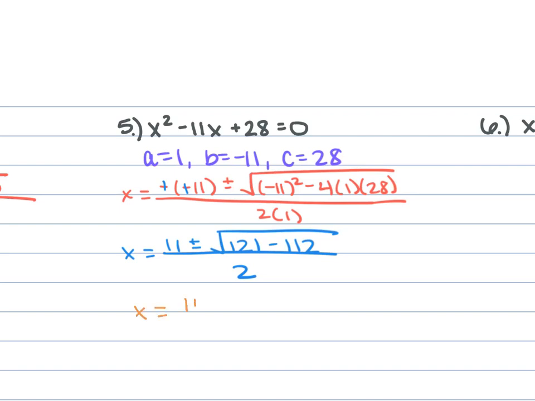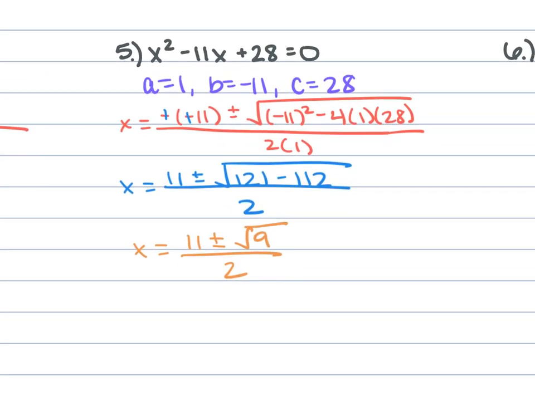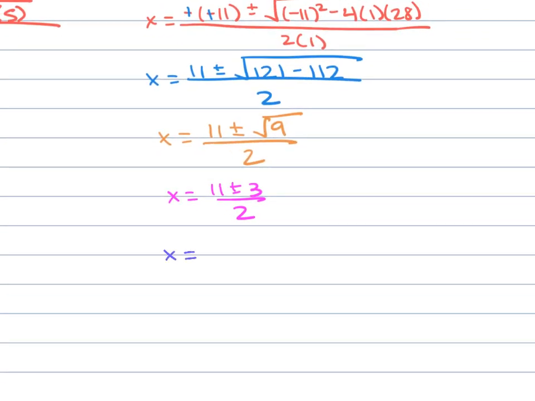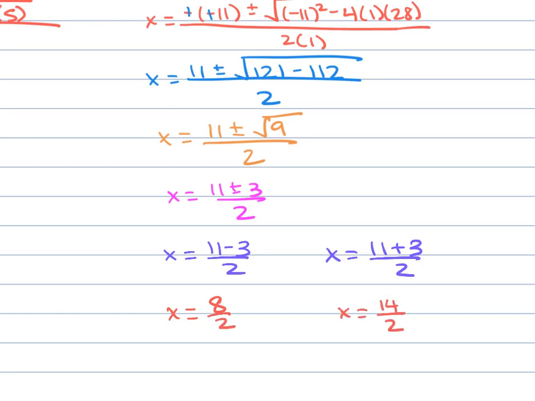Next, we're going to have x is equal to 11 plus or minus the square root of 121 minus 112 gives us 9 all over 2. The square root of 9 is 3, so x is equal to 11 plus or minus 3 over 2. This is going to turn into two equations where x is equal to 11 minus 3 over 2, and x is equal to 11 plus 3 over 2. So 11 minus 3 gives us 8, so that's x is equal to 8 over 2, and x is equal to 14 over 2. So x is 4 and 7.